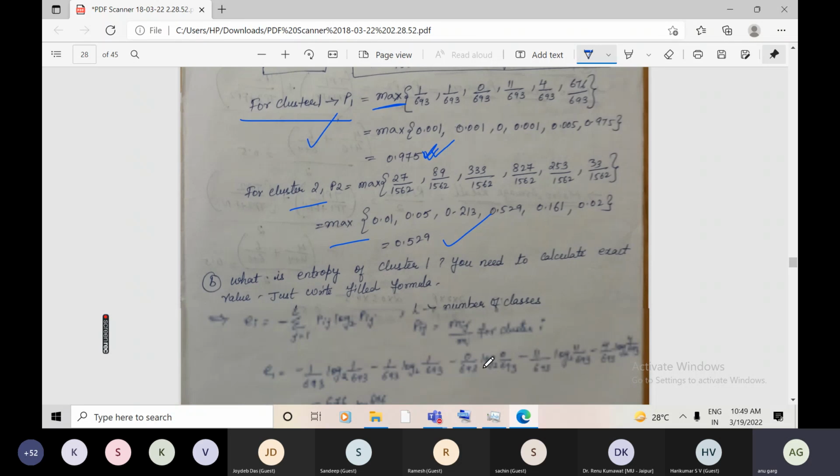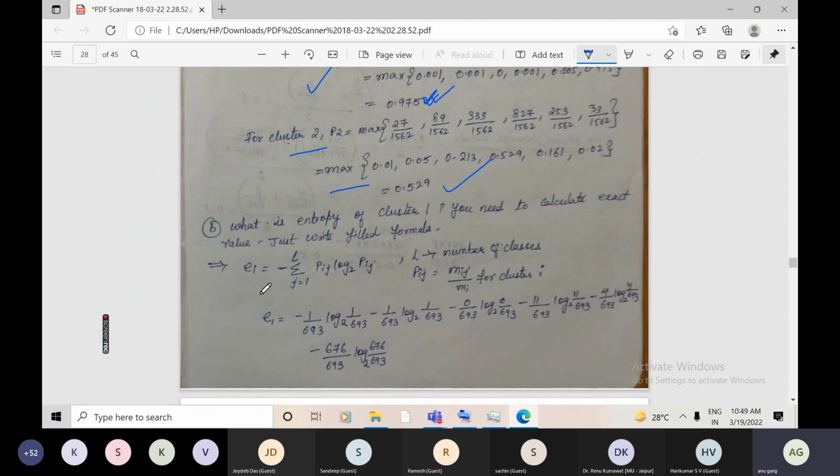Okay. Now, what is the entropy? I think we know from previous chapters, the entropy formula is this. They are asking to find the entropy of cluster 1, and they have asked to just write the filled formula. That means you need to fill in the formula values. That's it. You need not calculate. So this is the entropy, and you need to just substitute the p values here. That's it.